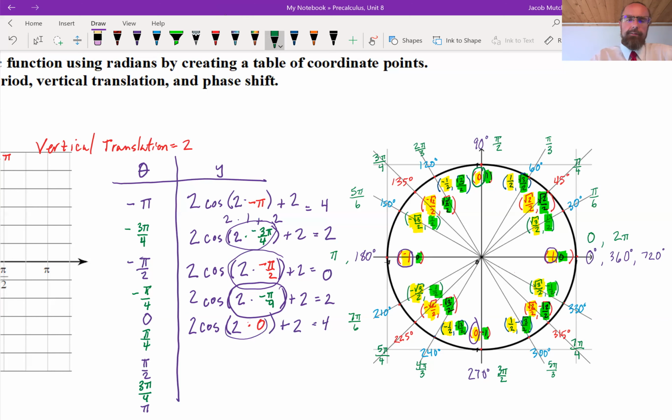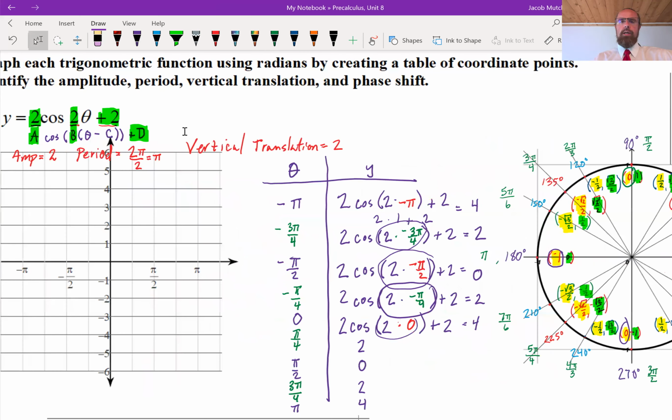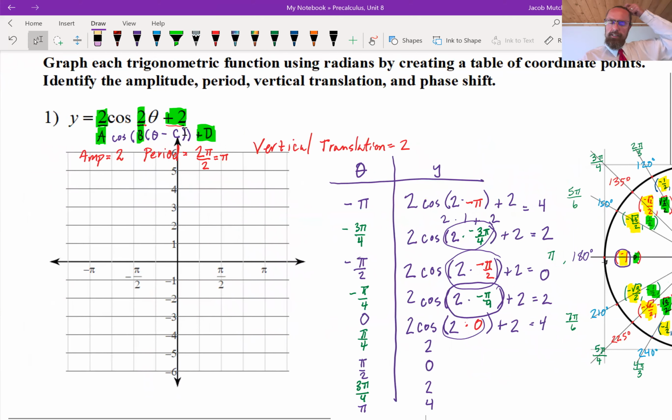So at pi over 4, our value is going to decrease from 4 to 2. Pi over 2 is 0. 3 pi over 4 is back up to 2, and then pi itself is back up to 4. So you do have to do a little work initially to catch the pattern. Once you catch the pattern, you just use it to kind of extend.